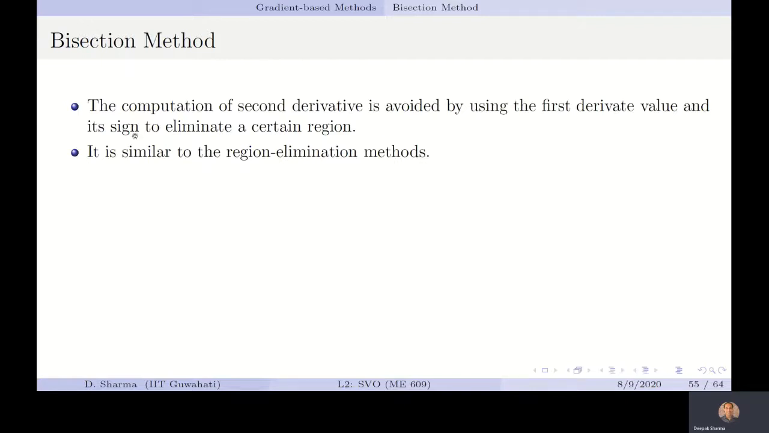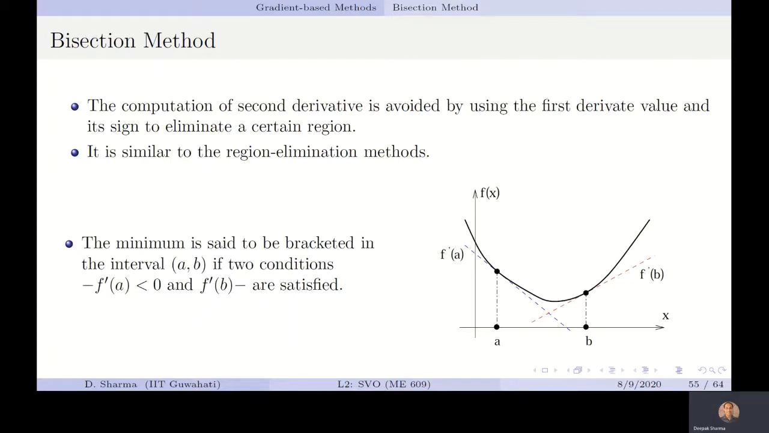So based on the value as well as the sign of the first derivative, the bisection method works, and it is very similar to a region elimination method. In region elimination, when you get a point, you know that in a particular region the minima will never lie. So we delete that range and only focus on the region where the optima will be located. A similar concept is used in the bisection method. Now let us see the figure.